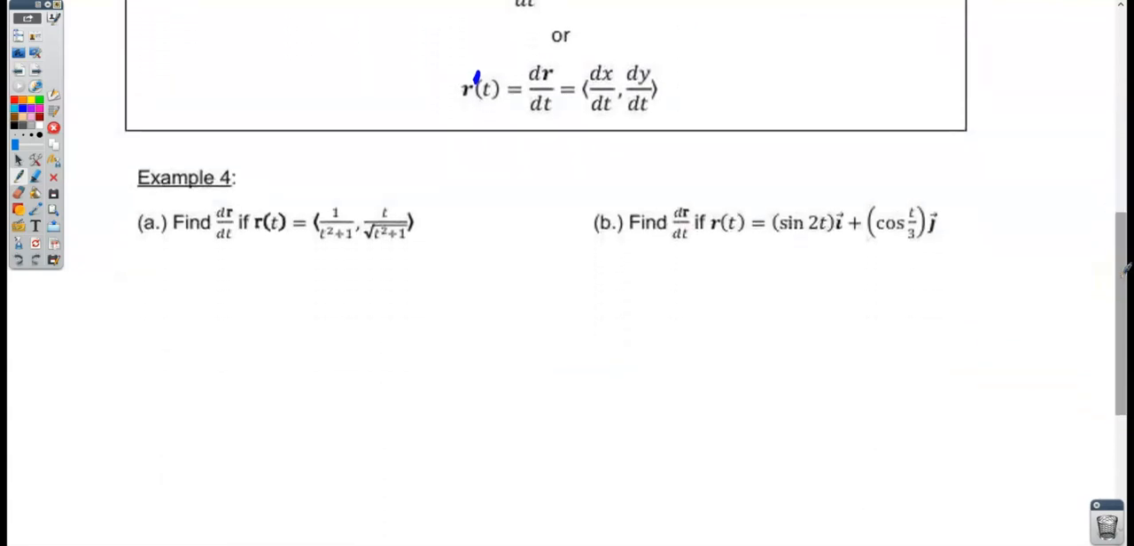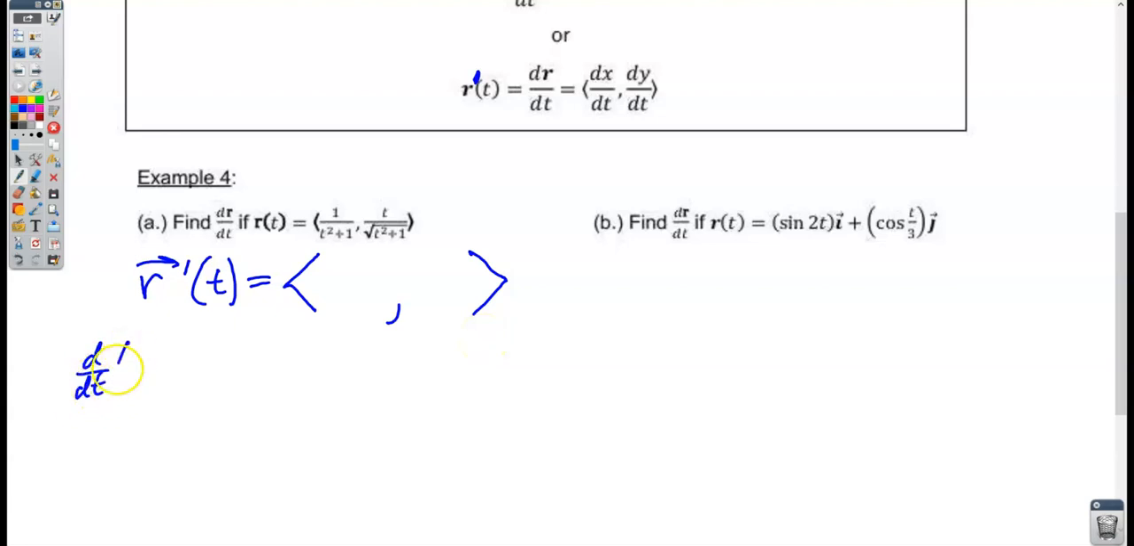Let's go ahead and we'll start example 4 here. We're going to find the derivative dr dt if the vector r of t has components 1 over t squared plus 1 and t over square root of t squared plus 1. So vector r prime of t is going to be a vector with 2 components, and now we just need to figure out what those components are.